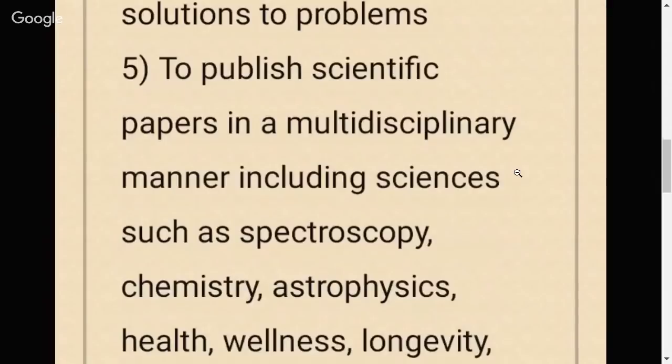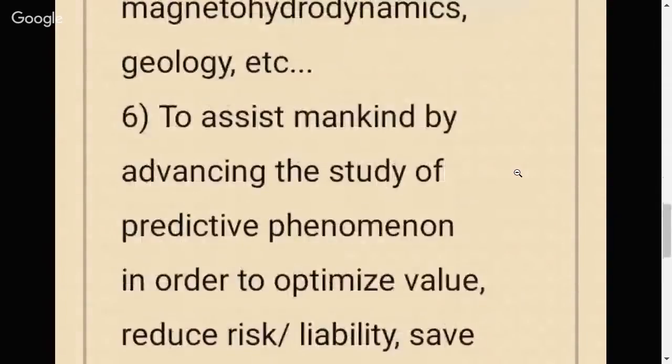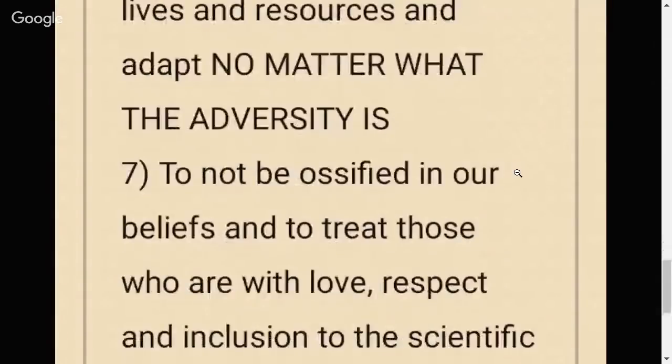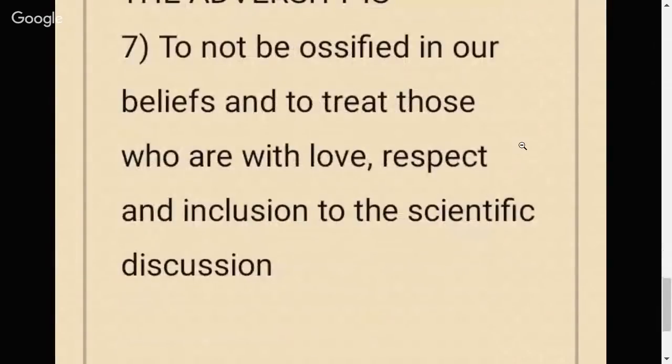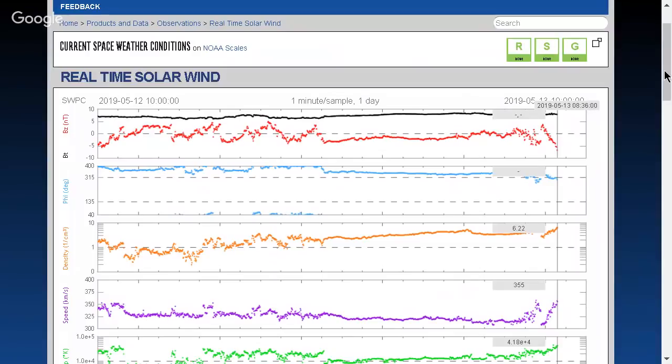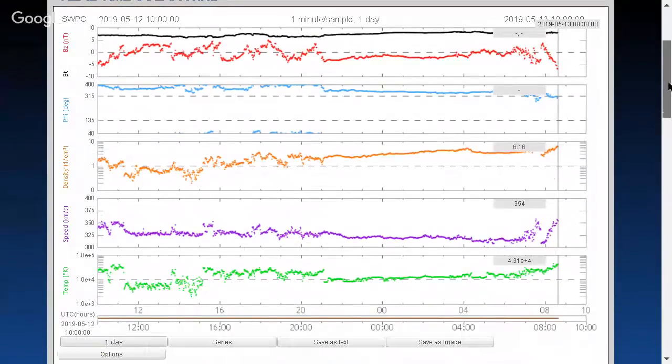That is, to publish scientific papers in a multidisciplinary manner, to assist mankind by advancing the study of predictive phenomenon in order to optimize value, reduce risk and liability, save lives and resources, and adapt no matter what the adversity is, and to not be ossified in our beliefs and to treat those who are with love, respect, and inclusion to the scientific discussion. Also to study wildlife in various forms and to get people to pause our videos at certain spots and take screenshots and then post them on their social media, giving appropriate credit to the creator of the memes.